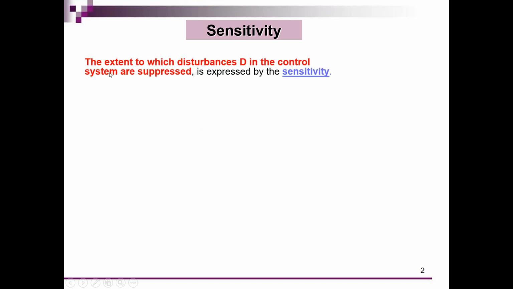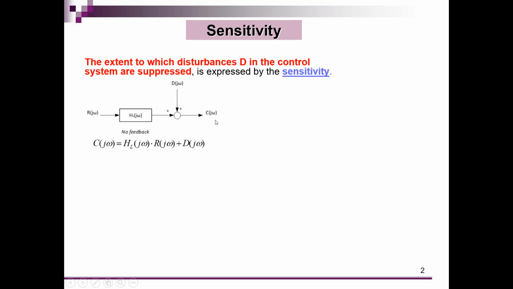Sensitivity is the extent to which disturbances in a control system are suppressed. First of all, let's look at an open loop system. This is my plant, this is my system H, and we have a reference signal R supplied to that system, and there are disturbances which are added to the output.